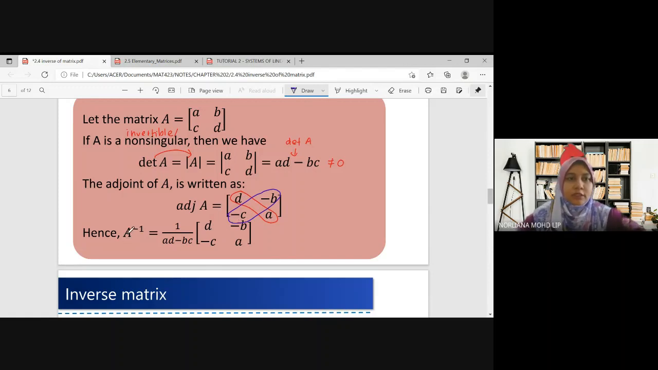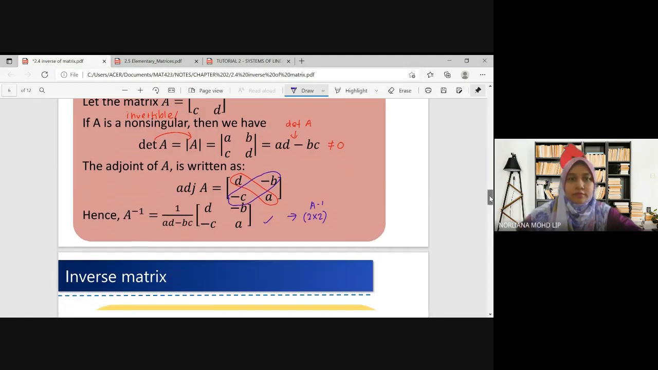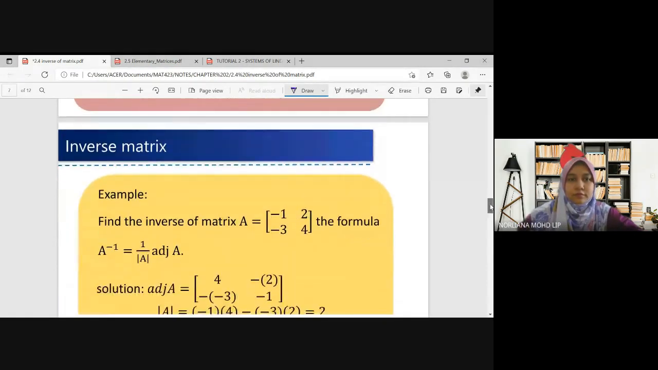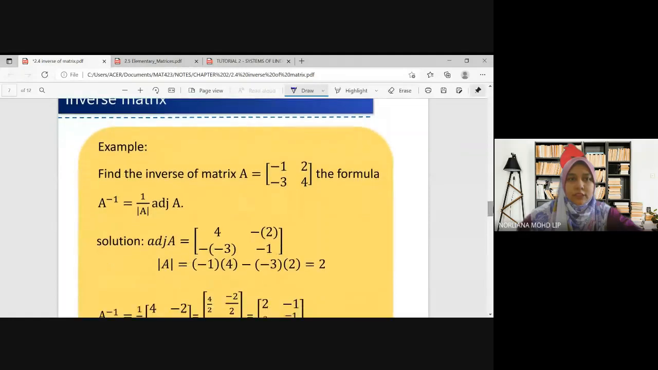Okay, therefore the inverse of A is equal to 1 over AD minus BC times D, negative B, negative C, A. Okay, this is the formula for matrix size 2 by 2 lah, to find the A inverse for 2 by 2. Okay, look at this example.